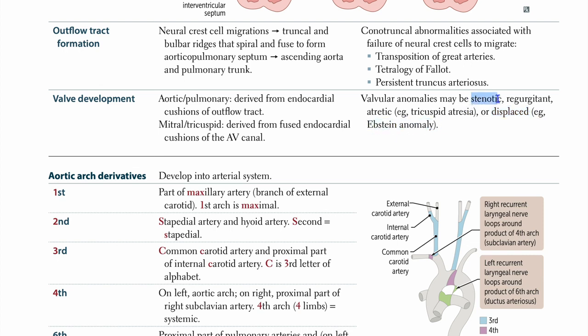So stenotic is stenosis, so there's little flow, or it increases pressure, and that's when it opens up. And then you have regurgitant, backflow of the blood, or atretic, like tricuspid atresia, so you don't have a valve there. Or displaced, like Ebstein anomaly. So the tricuspid gets displaced, there's atrialization of the ventricle, right?